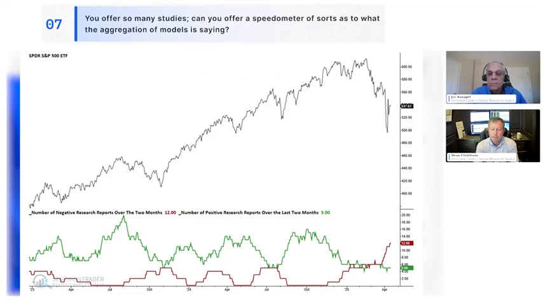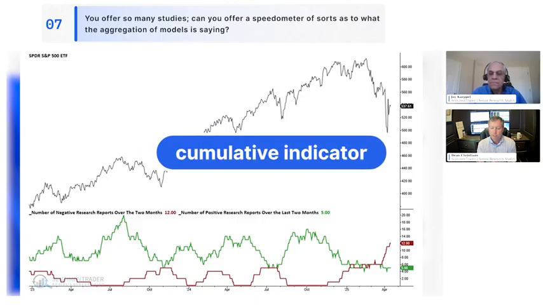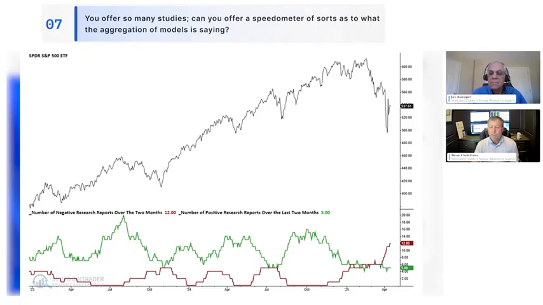I went back and I looked at each research note that I've published over the last, let's call it 2 years, and determine whether that research report was bullish/positive or bearish/negative. And then I created a cumulative indicator that looks at the number that is bullish or bearish over a 2-month look back period. So this sort of gives everyone an idea of my research reports that I'm putting out, whether they're just bullish or bearish.